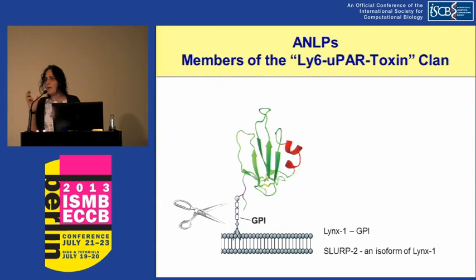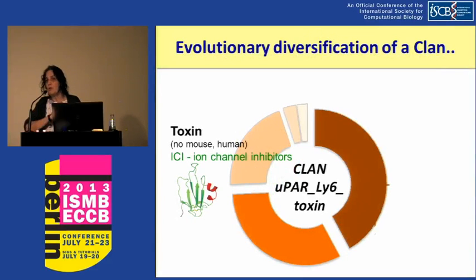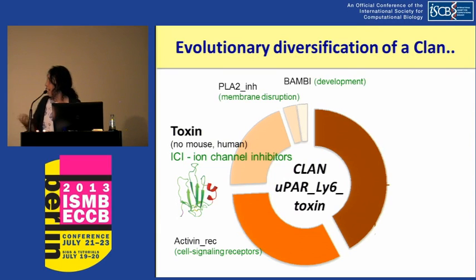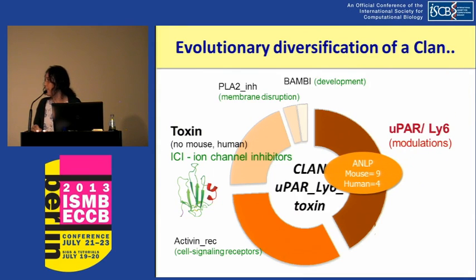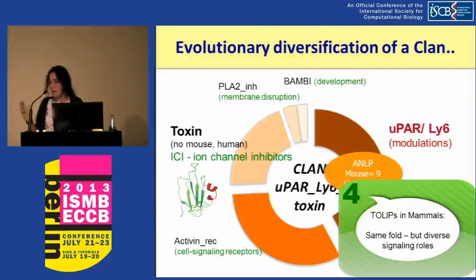So what are those TOLIPs? So just to show you, they look like this, and they belong to a very big clan. This is a PFAM clan in which I talked about the toxin. There are other subfamily that I don't have time to talk about, but the biggest one called Ly6, UPAR Ly6. And the ANLP belongs very nicely to this one. So what are those Ly6?